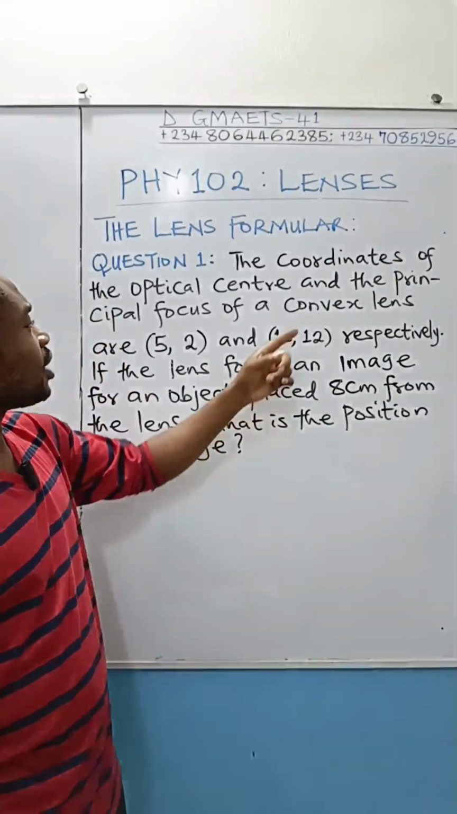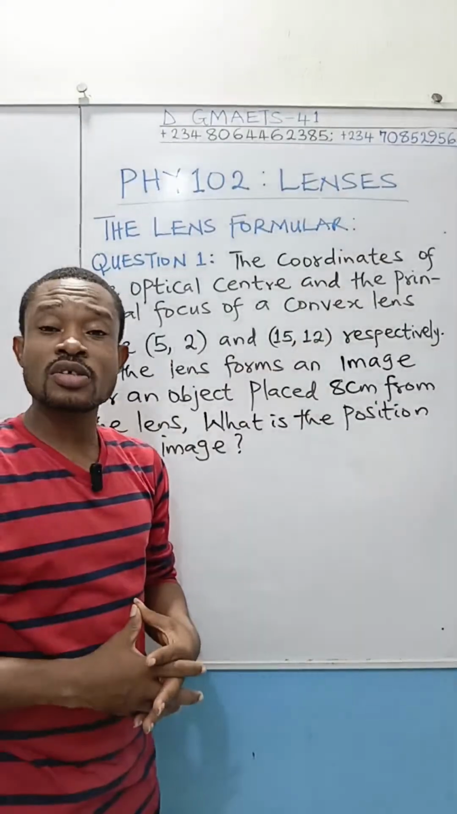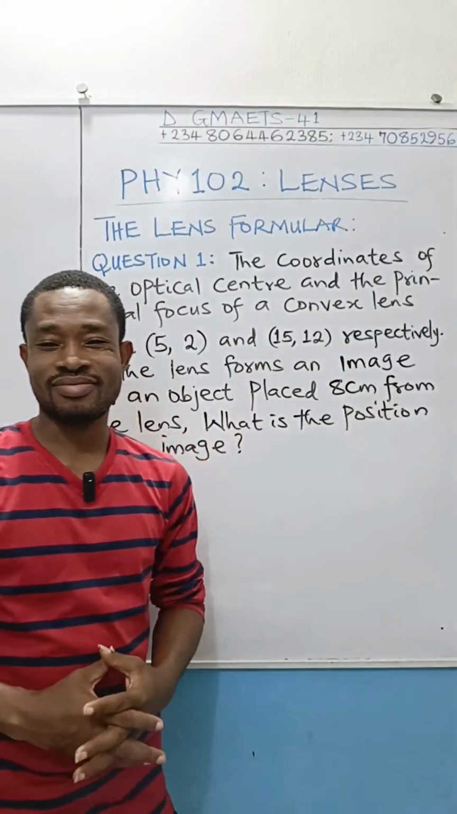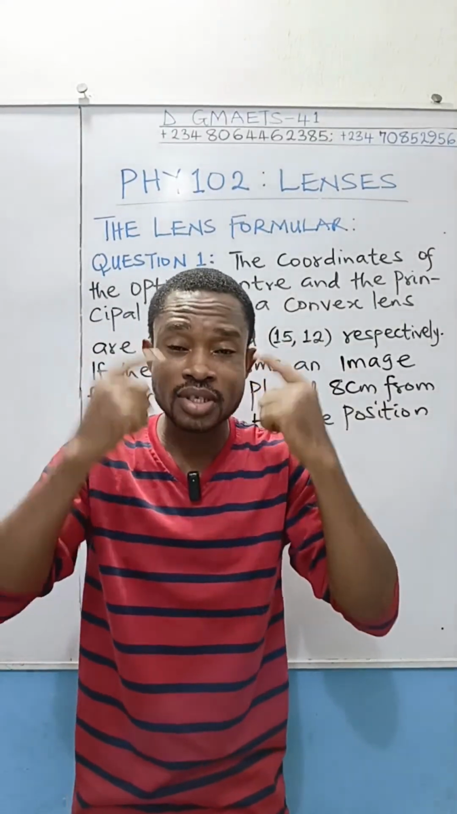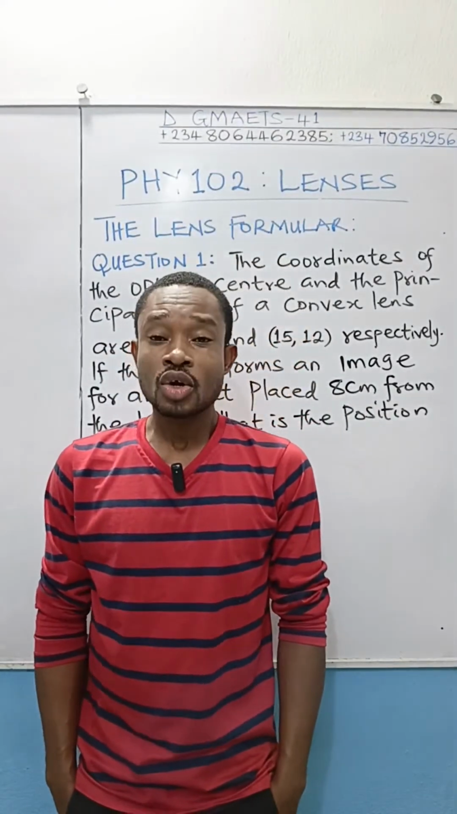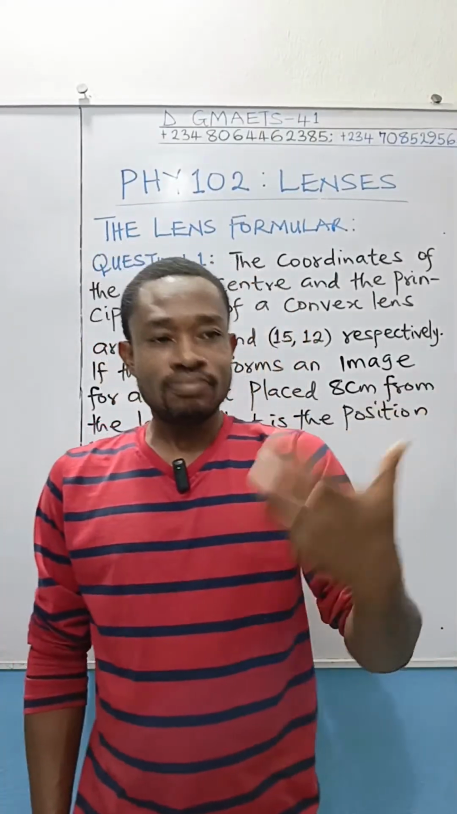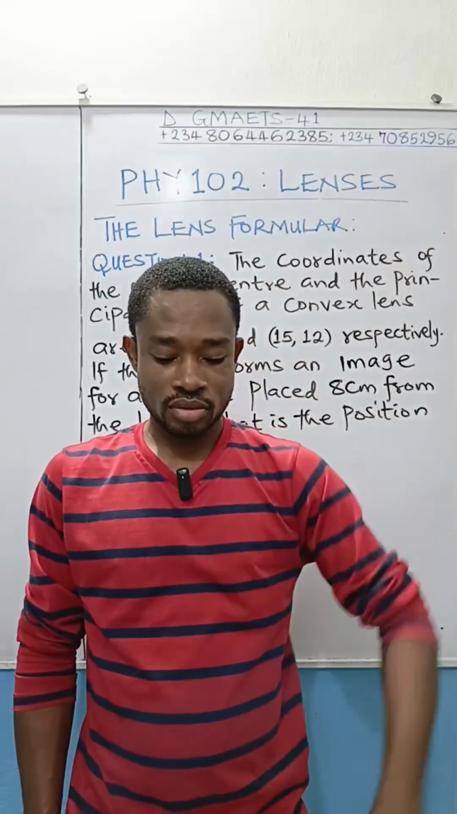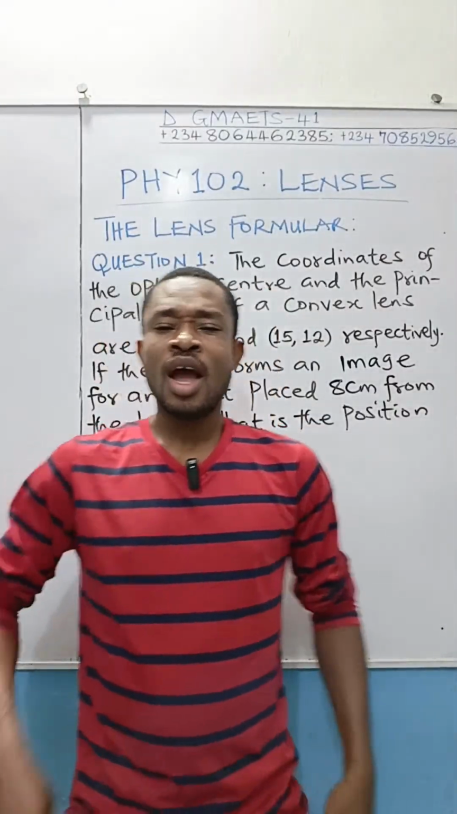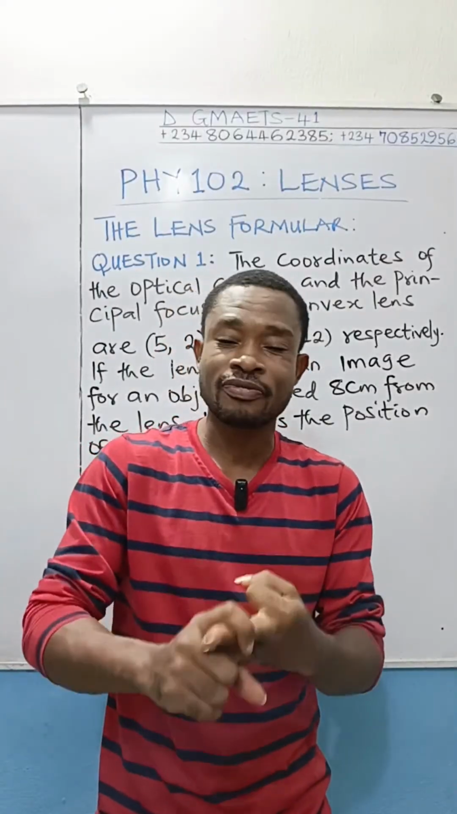I also told you that the principal focus of a lens is a point. No wonder the examiner also gave coordinates. And here your knowledge of math comes in: coordinate geometry. You have to invoke that knowledge in this problem, and I will tell you again the reason. Let's move on. I have mentioned the optical center, the principal axis, and the principal focus.